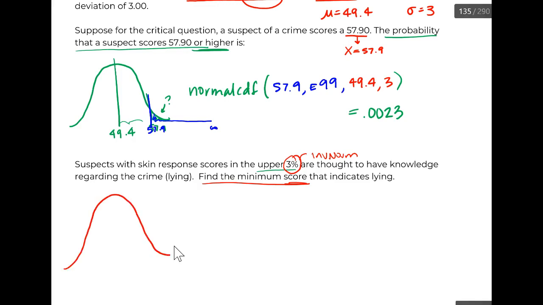Let's draw our curve, centered at 49.4. We want the upper 3%, so 3% on the high end. We know that this is 3%. We know we're going to use the inverse norm. Now, inverse norm needs a left side probability, so we have to realize if 3% is on the right side, that means 97% is over here on the left. So 0.97. And then, as always, our mean and our standard deviation.